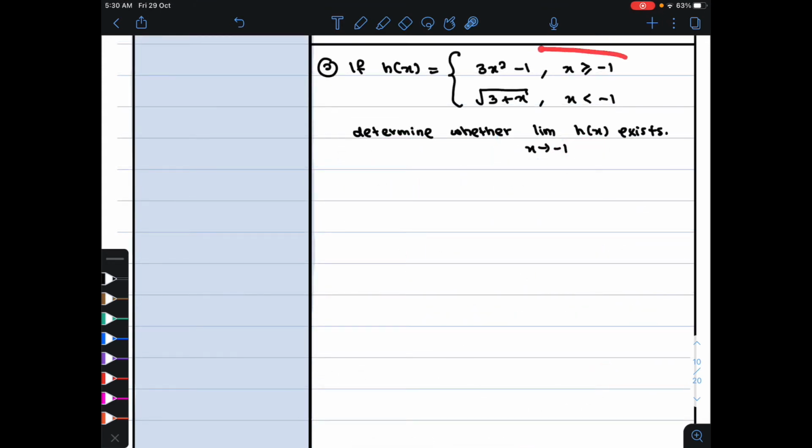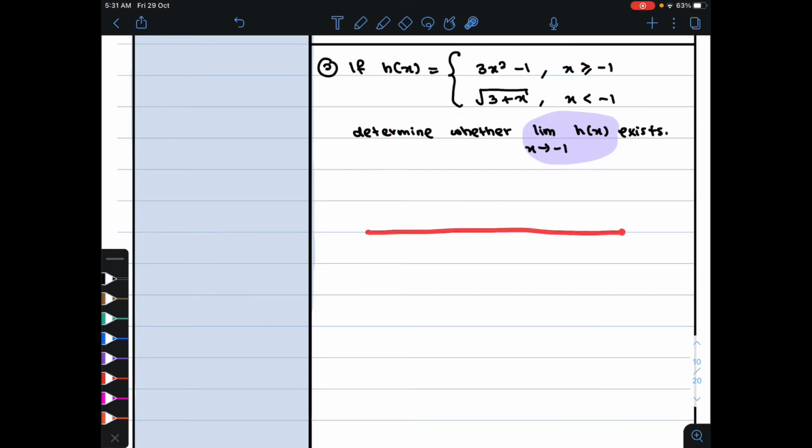For question 2, we are given a piecewise function, and we need to find whether the limit of h(x) as x approaching -1 exists or not. So this means that you need to check the limit as x approaching -1 from the left hand side and x approaching -1 from the right hand side. And as you can see from h(x) here, we have two different functions when x approaches -1 from the left hand side and the right hand side. So it helps if you draw a number line to help you see what kind of function that you need to use.